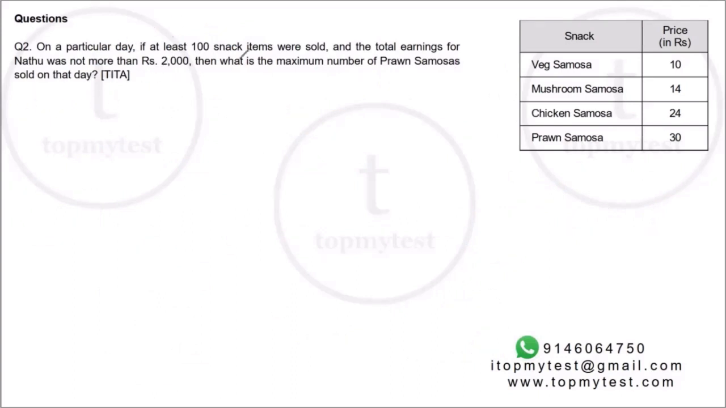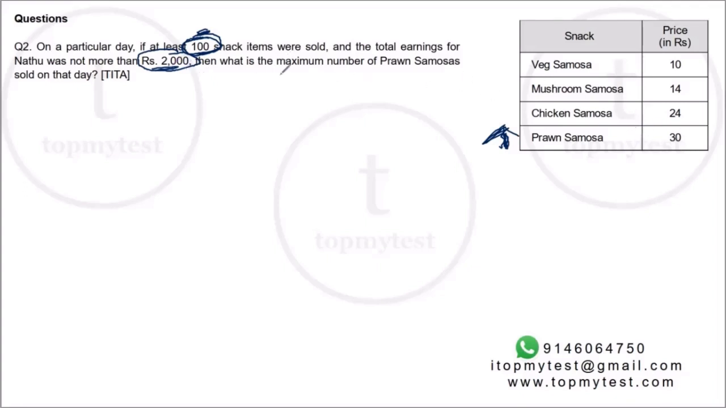Question number 2. On a particular day, if at least 100 snack items were sold and the total earnings of Nathu was not more than 2000, what is the maximum number of prawn samosas sold? Now this is like a flip side of this. You want to maximize prawn samosas, have at least 100 snack items, but the total earnings should not breach 2000.